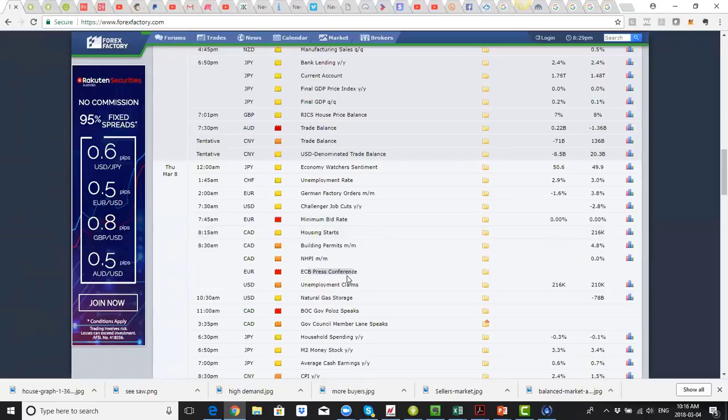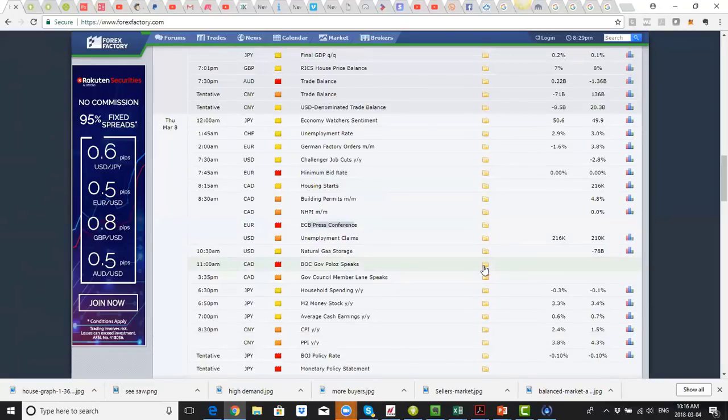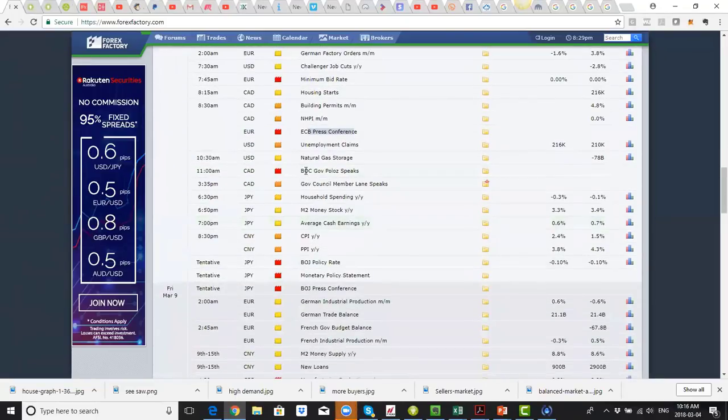And even from a technical perspective, it's at that important level and hasn't really done much. So we'll take a look at that in just a bit. But for now, I would expect volatility in the euro. And then we have Bank of Canada Governor Poloz speaking.